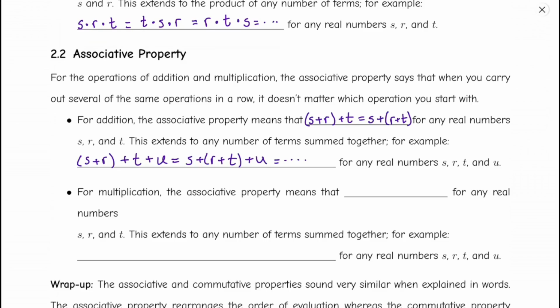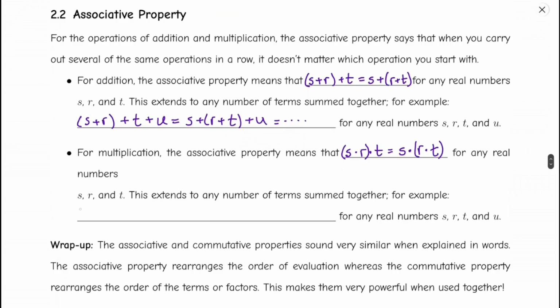For multiplication, the associative property means that (S times R) times T, with parentheses around S times R, is the same thing as S times (R times T), with parentheses around the R times T, for any real numbers S, R, and T. This extends to any number of terms multiplied together, very similar to the addition. So if we did (S times R) times T times U, that would be the same thing as S times R times (T times U). And any other way you can think of doing that.